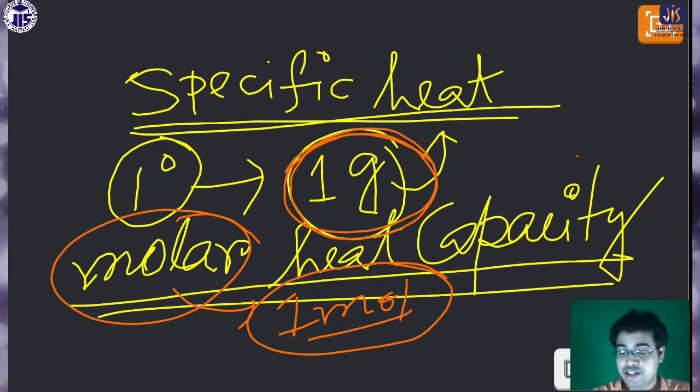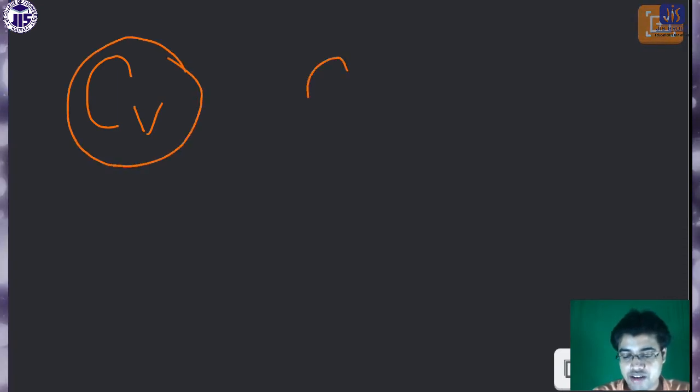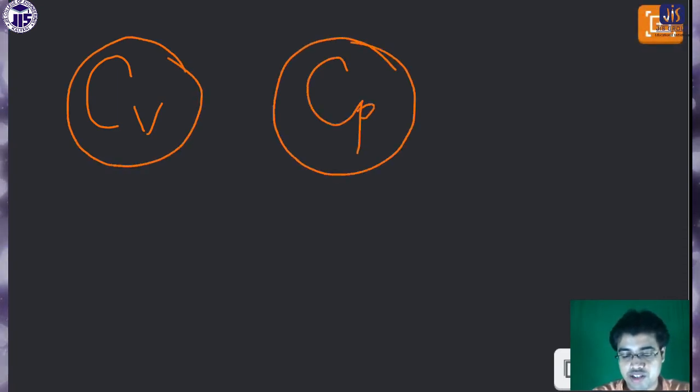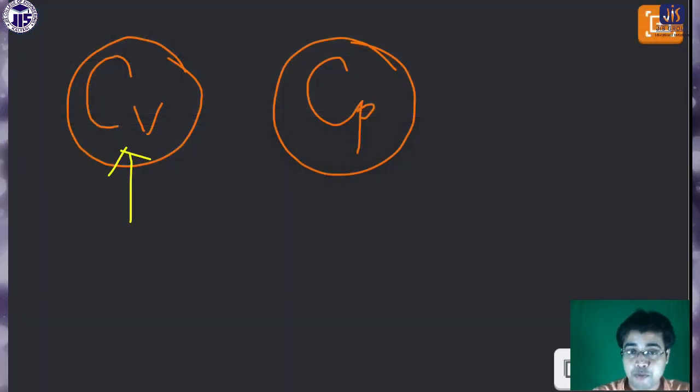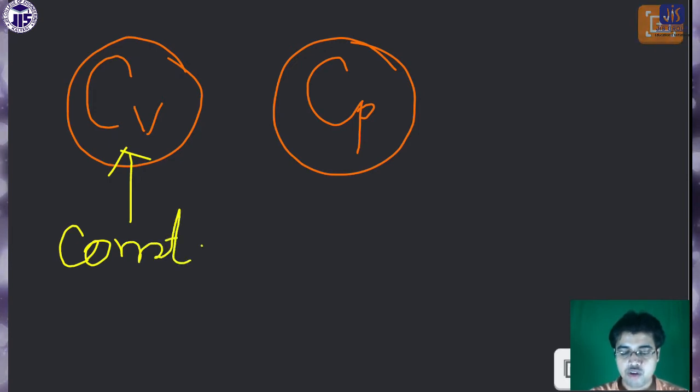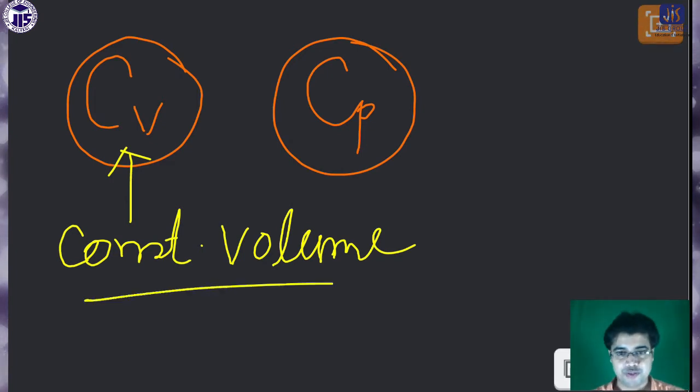Now the interesting case is that molar heat capacity is mainly of two types. One is Cv, another is Cp. So what is Cv and what is Cp? Cv is the molar heat capacity at constant volume. Here volume is constant. And Cp is the molar heat capacity at constant pressure.